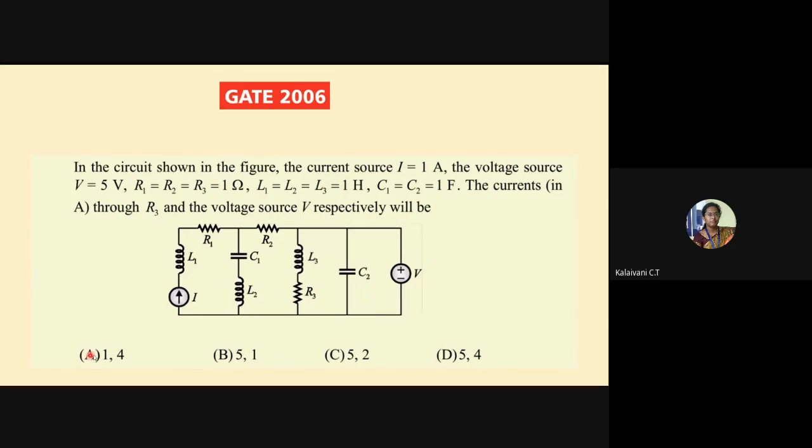They have given both the options of current and have 4 options: 1, 4, 5, 1, 5, 2 and 5, 4. How will you solve this? So this comes under transient or steady state analysis. Since the timing is not mentioned, we can take this as steady state analysis.